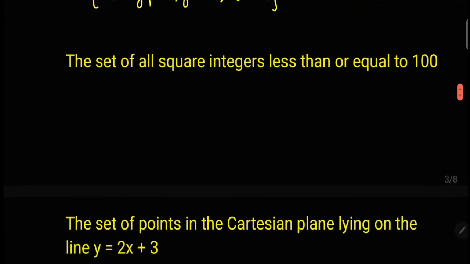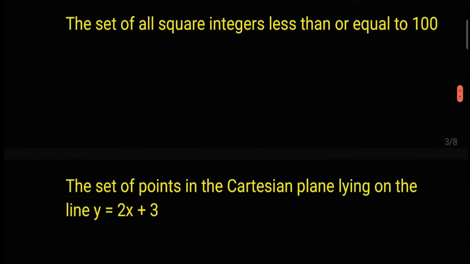Let's have some more examples. The set of all square integers. So what does it mean to be a square integer? A square integer is an integer which is formed by squaring an integer. So for example, 1 is a square since 1 is equal to 1 squared. 4 is another square since this is equal to 2 squared. The next square is 9, which is 3 squared. So this is simply an integer times itself. So those are square integers.